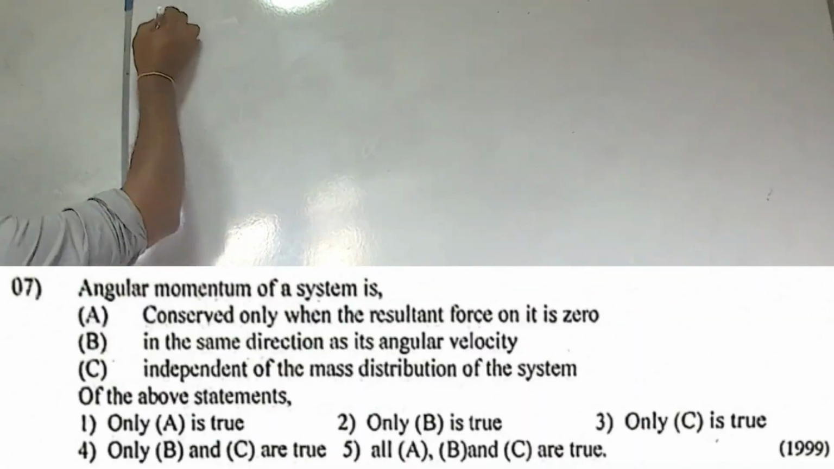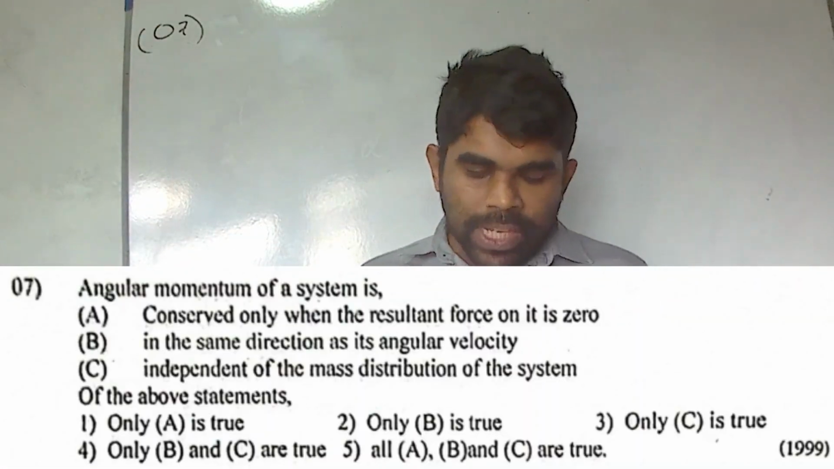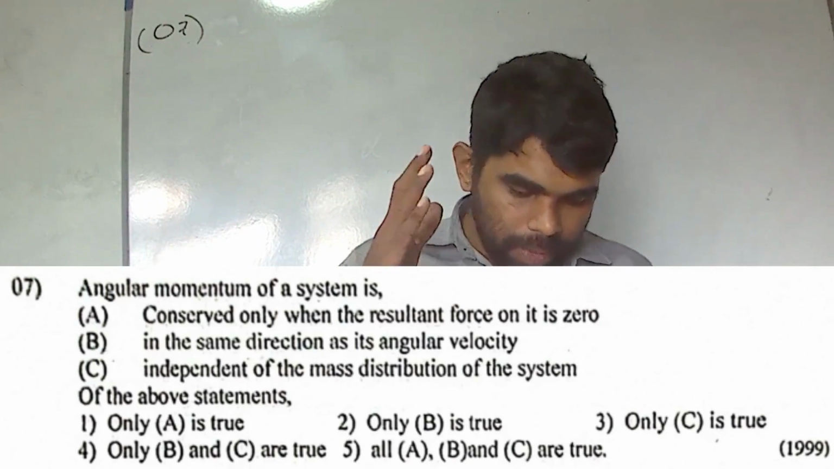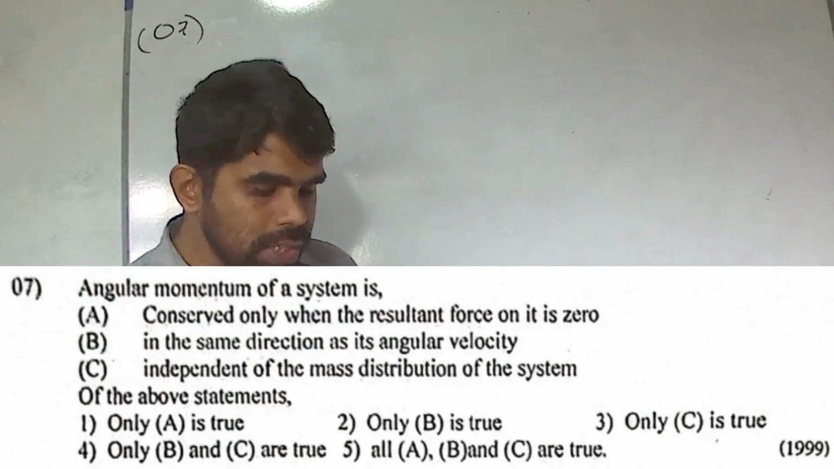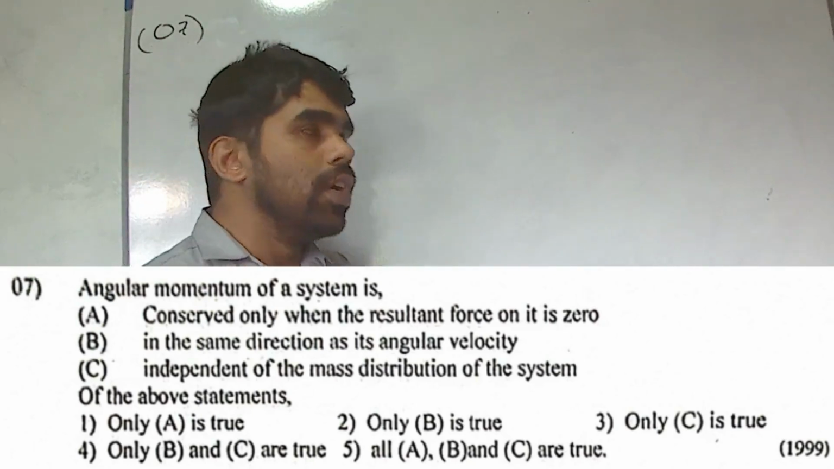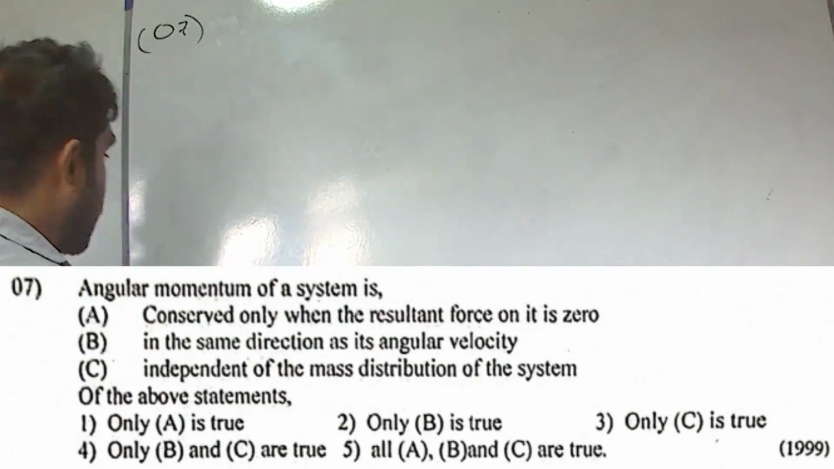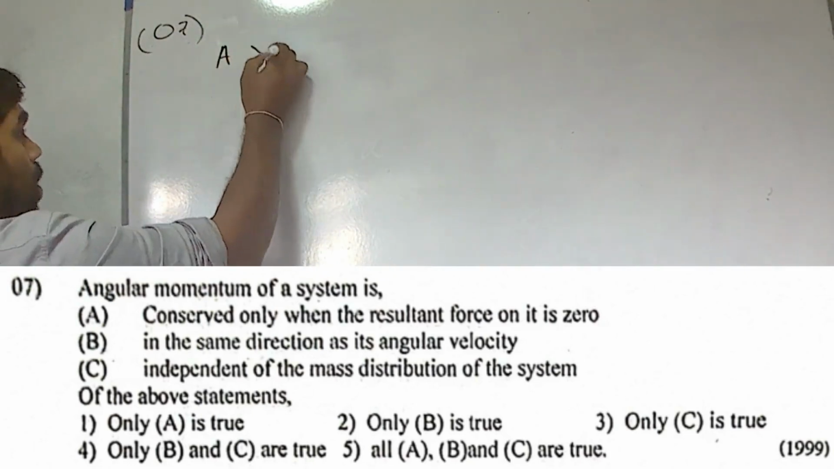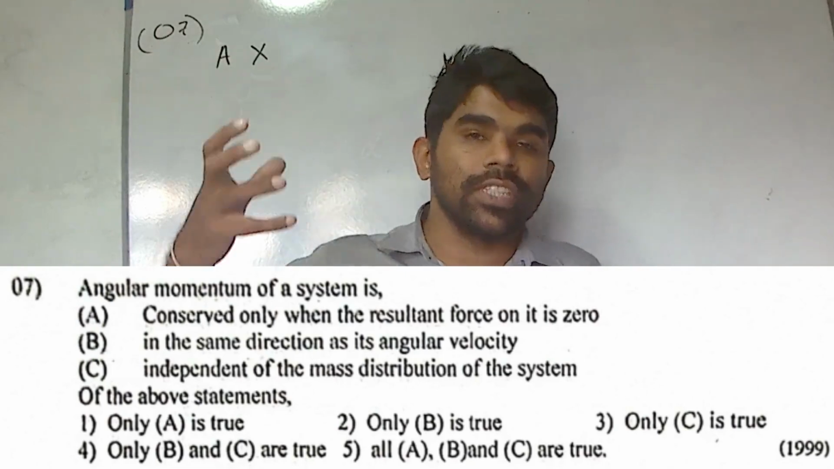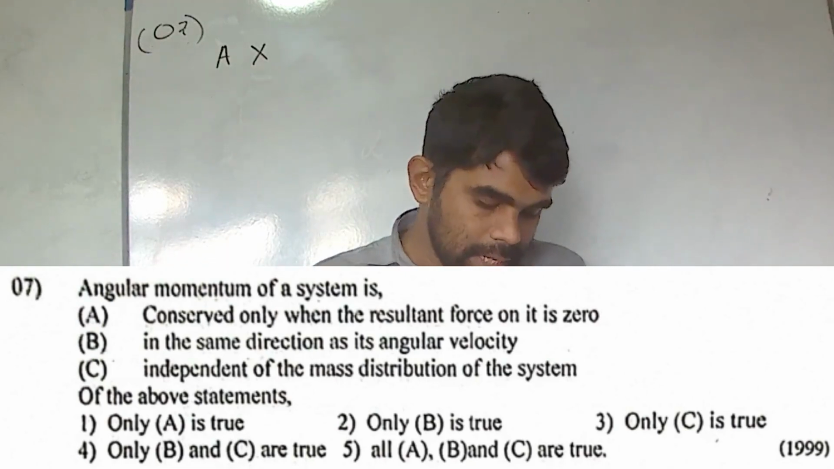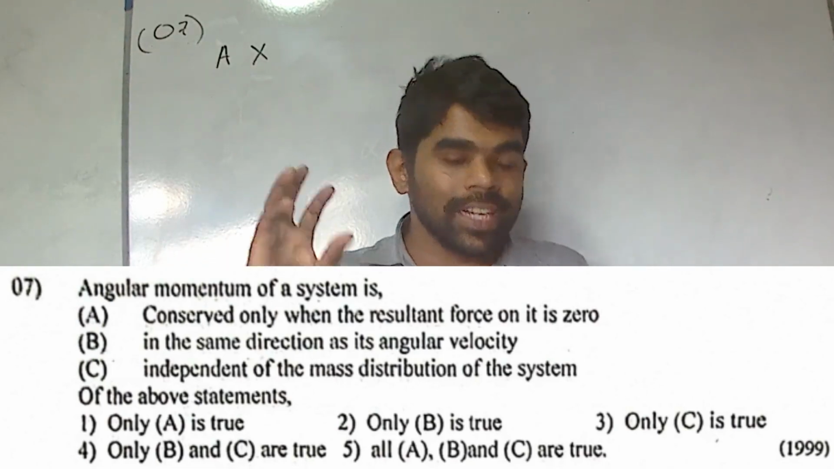Then question number 7. Angular momentum of a system is. Statement A. Conserved only when resultant force on it is 0. No. Angular momentum is conserved when resultant torque is 0, not resultant force. We have to consider resultant torque.